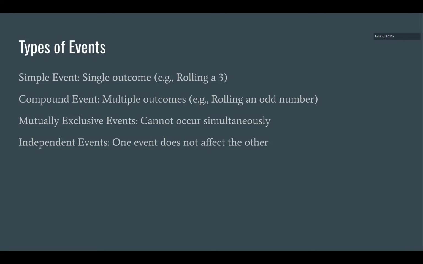Independent events are events where the occurrence of one event does not affect the occurrence of another. So an example would be rolling a die and flipping a coin. The outcome of one does not influence the other.